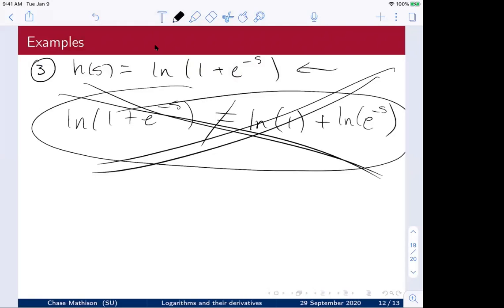Okay, so we need to find h prime of s. So how am I going to do that? This is just a chain rule problem, right? So I need to know what is my inside function and what is my outside function. Eventually, after you do hundreds of these problems, you'll just be able to see what's the inside, what's the outside, and just write it down. But I'll keep writing inside and outside for the next couple of weeks. So what's the inside function here? 1 plus e to the negative s. Perfect. What's the outside function? Natural log of x.